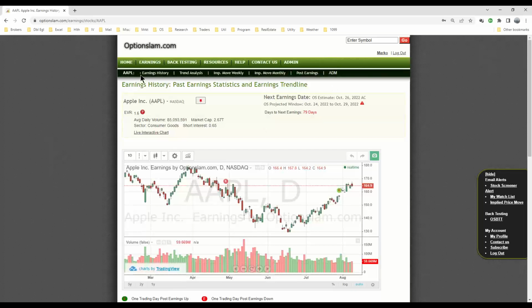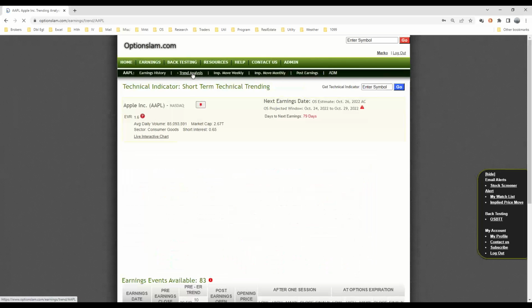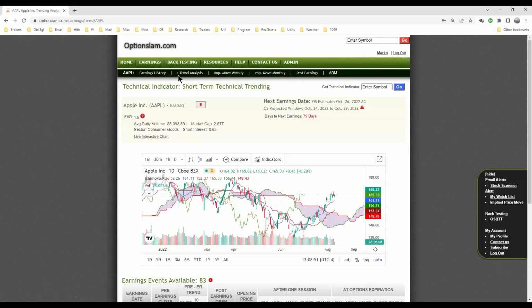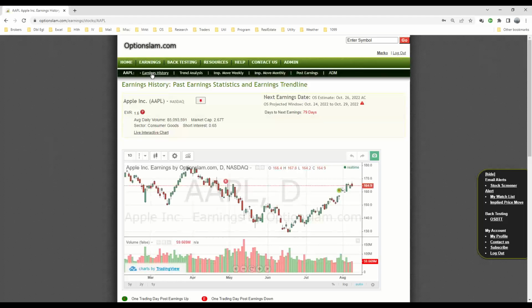I am on the earnings history page. You can tell by seeing that little arrow or triangle, the golden color next to the earnings history page. If I go to the trend analysis page, that little arrow becomes apparent next to the trend analysis page. So that's just an indicator of what page you are on. By default, when you type a symbol in that top right corner, it takes you to the earnings history page.